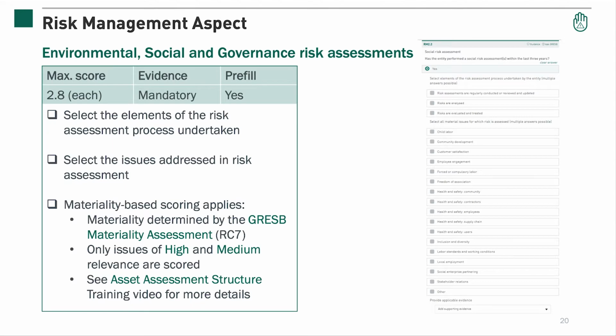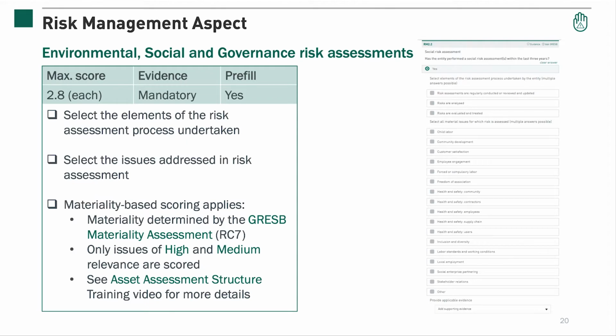The next three indicators cover the risk assessment in turn for environmental, social, and governance risks. First, select the elements of the risk assessment process undertaken by the entity. This section is worth 40% of the indicator points. Next, select all of the issues that the entity has addressed in a risk assessment. This needs to be supported by evidence.